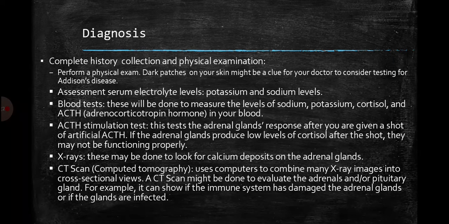X-rays may be done to look for calcium deposits on the adrenal glands. A CT scan, or computed tomography scan, uses computers to combine many X-ray images into cross-sectional views. A CT scan might be done to evaluate the adrenals and or pituitary gland. For example, it can show if the immune system has damaged the adrenal glands or if the glands are infected.